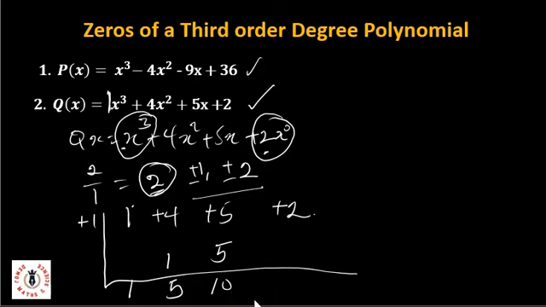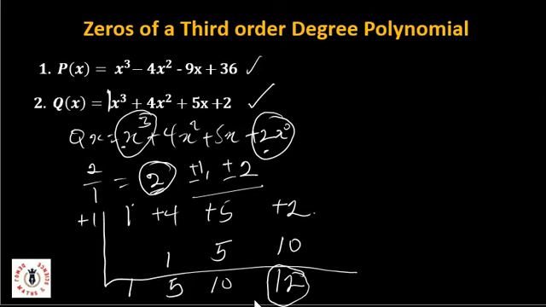Now, 5 times 2, that's 10. 1 times 10 now, that's 10. 10 plus 2, that's 12. Because I did not get a 0 here, definitely this is not a 0 of this polynomial.